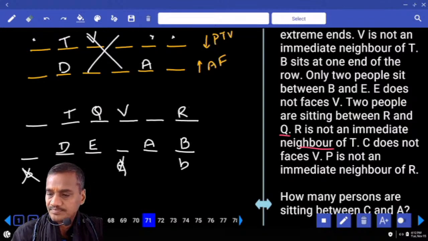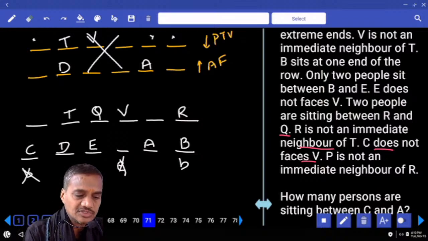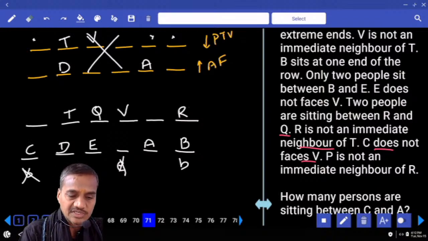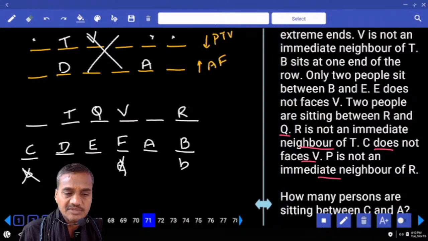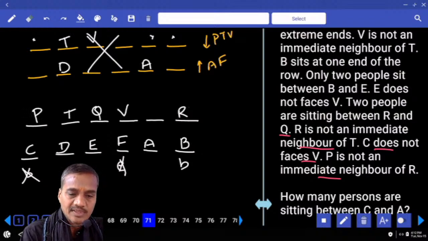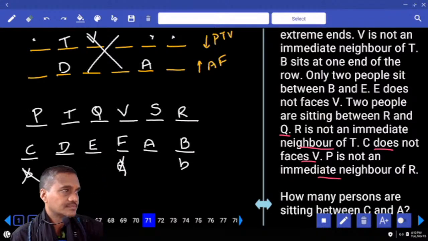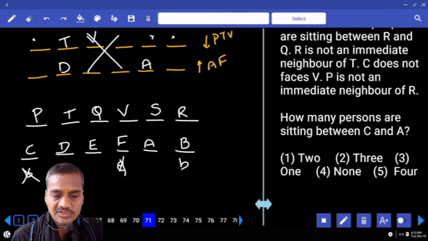And next one, C does not face V. C and V cannot be opposite to each other, so C is here. If C is here, A, B, C, D, E and F are the persons. And P is not an immediate neighbor of R, so P is at this place. And so of P, Q, R, S, T and V, S is here. Done with this?